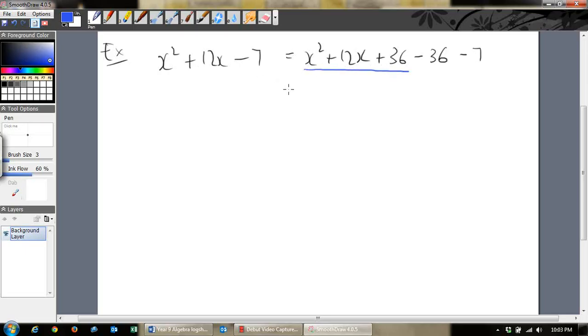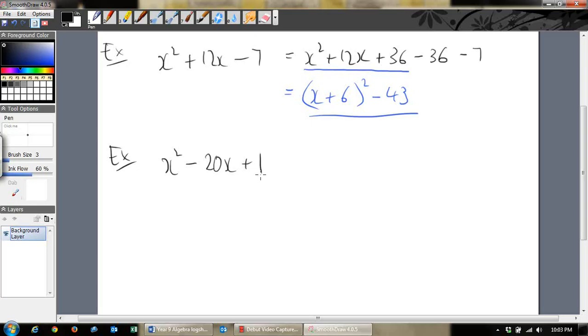So let's write what that's equal to. Equals x plus 6 squared, and let's just write what's left over. Minus 36 minus 7 is minus 43, and that is your answer. Okay, you'll see you get very, very quick at these. Okay, x squared minus 20x plus 1.